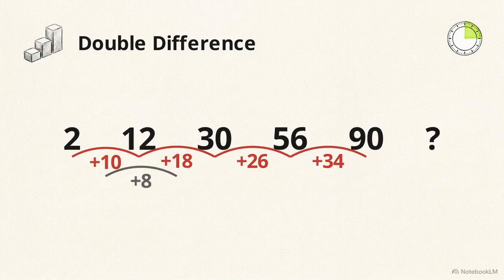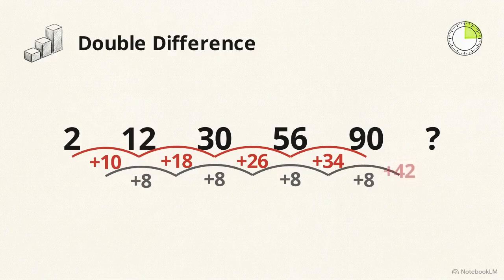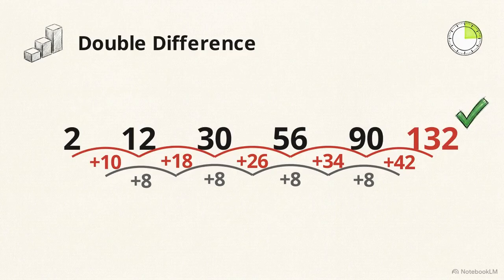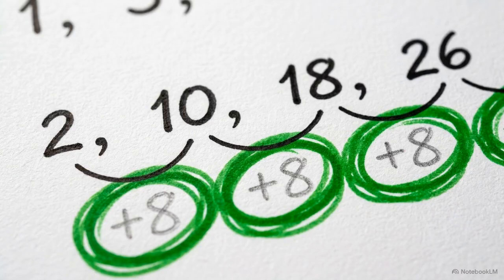Since the first layer doesn't show a clear pattern yet, we look for a difference within those differences. 10 to 18 is plus 8. 18 to 26 is plus 8. We found a hidden constant. Now we build the steps back up. Adding that constant 8 to 34 gives us 42. Add 42 to 90, and we arrive at 132. That's option A. When a steady series looks random, digging one layer deeper often reveals the constant needed to solve the problem.